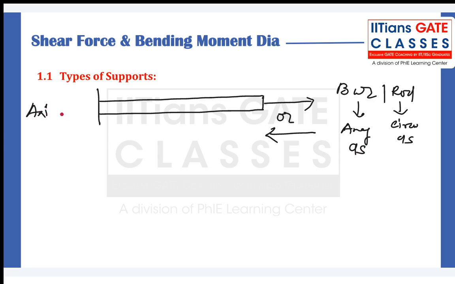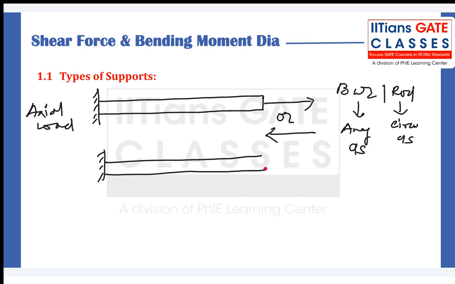Axial load. Now guys, this slender structure is known as shaft if you have torsional load. Okay, if you have torsional load. Now guys, tell me, torsional loads are applied about which axis? Can anybody tell? Torsional loads are applied about which axis?